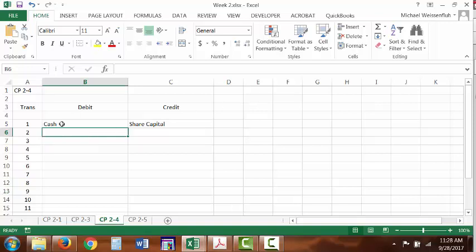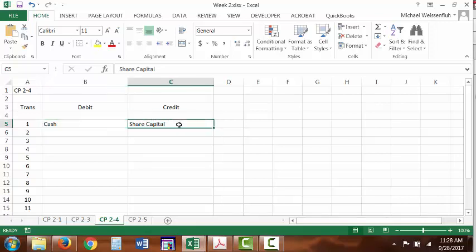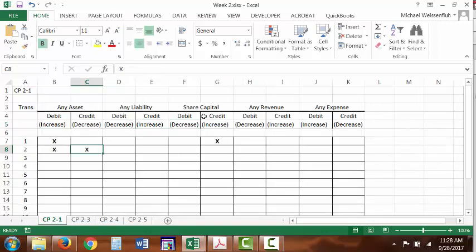So number one, the issued share capital for cash. We don't know the amounts. We're just putting titles here. So again, we've got cash and share capital as the debits and credits. Cash is increasing, which is a debit. Share capital is increasing, which is a credit. If you go back to this thing here, you can see your debits and credits if you want to refer back to that.